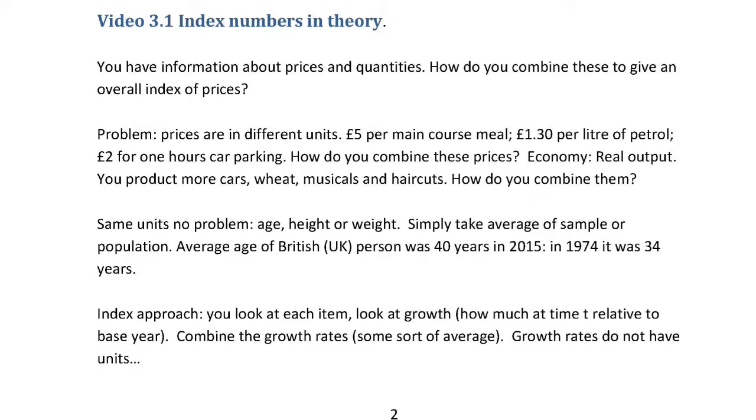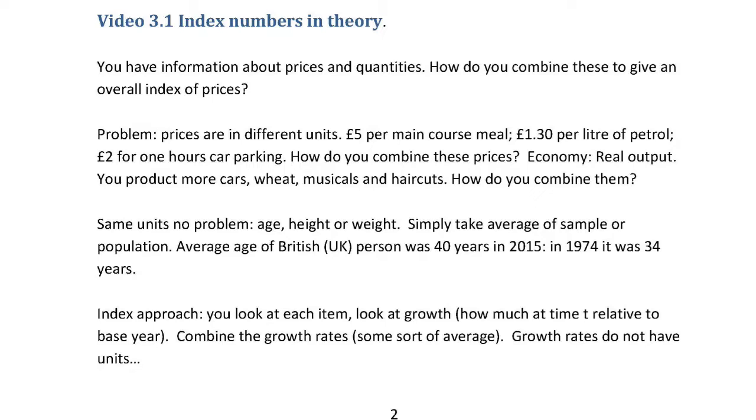If you were looking at something measured in the same units, there's absolutely no problem. For example, age, height, or weight. You could look at the British population and take the average over a suitable sample of that population. If you look at the average age of a British person now, it's going to be around 40 years. In 1974, it would have been less, about 34 years, because life expectancy has been going up, so the average age of a population has been rising along with it.